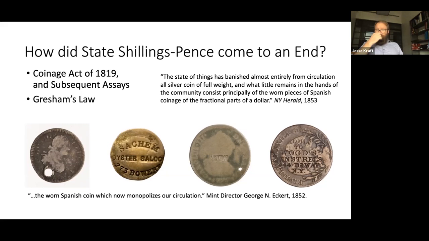The New York Herald in 1853 says the state of things had banished almost entirely from circulation all silver coin of full weight. And what little remains in the hands of the community consists principally of the worn pieces of Spanish coinage and their fractional parts of a dollar. The mint director himself, George N. Eckert, in 1852 corroborated this, and he said the worn Spanish coin now monopolizes our circulation.